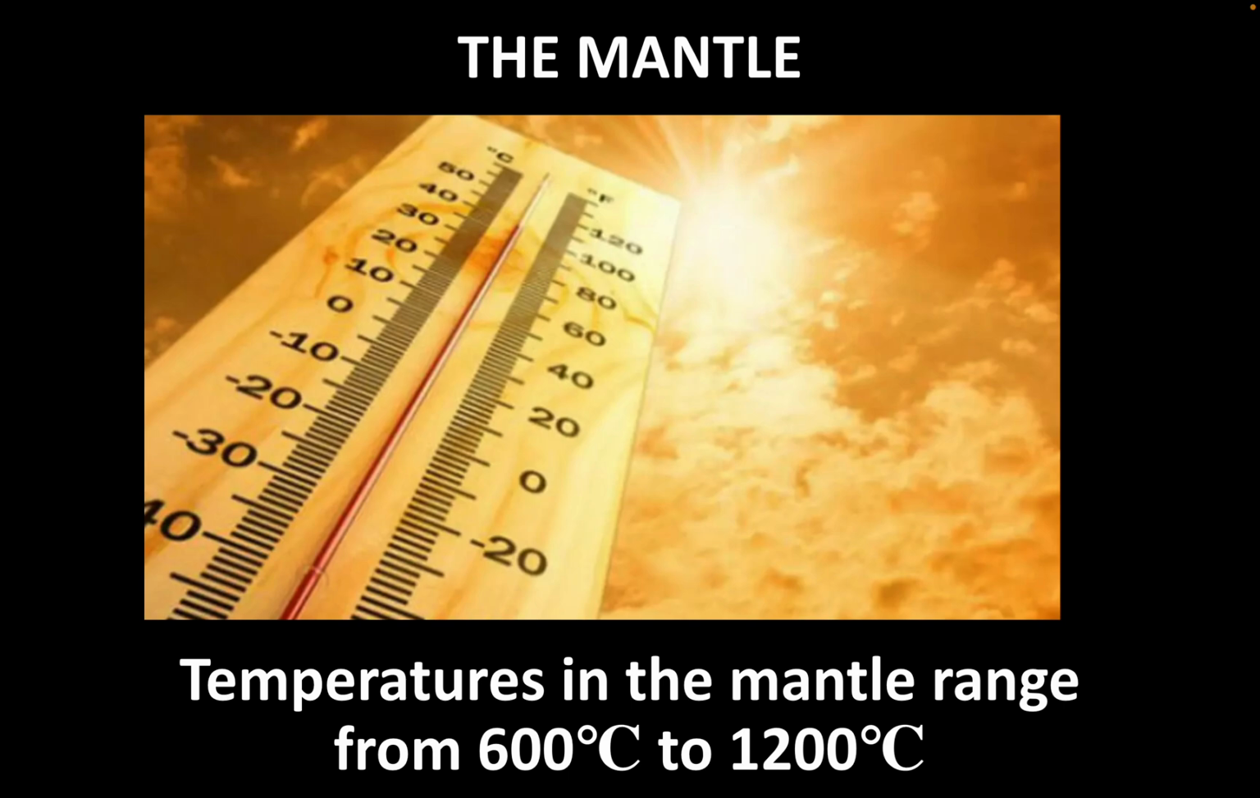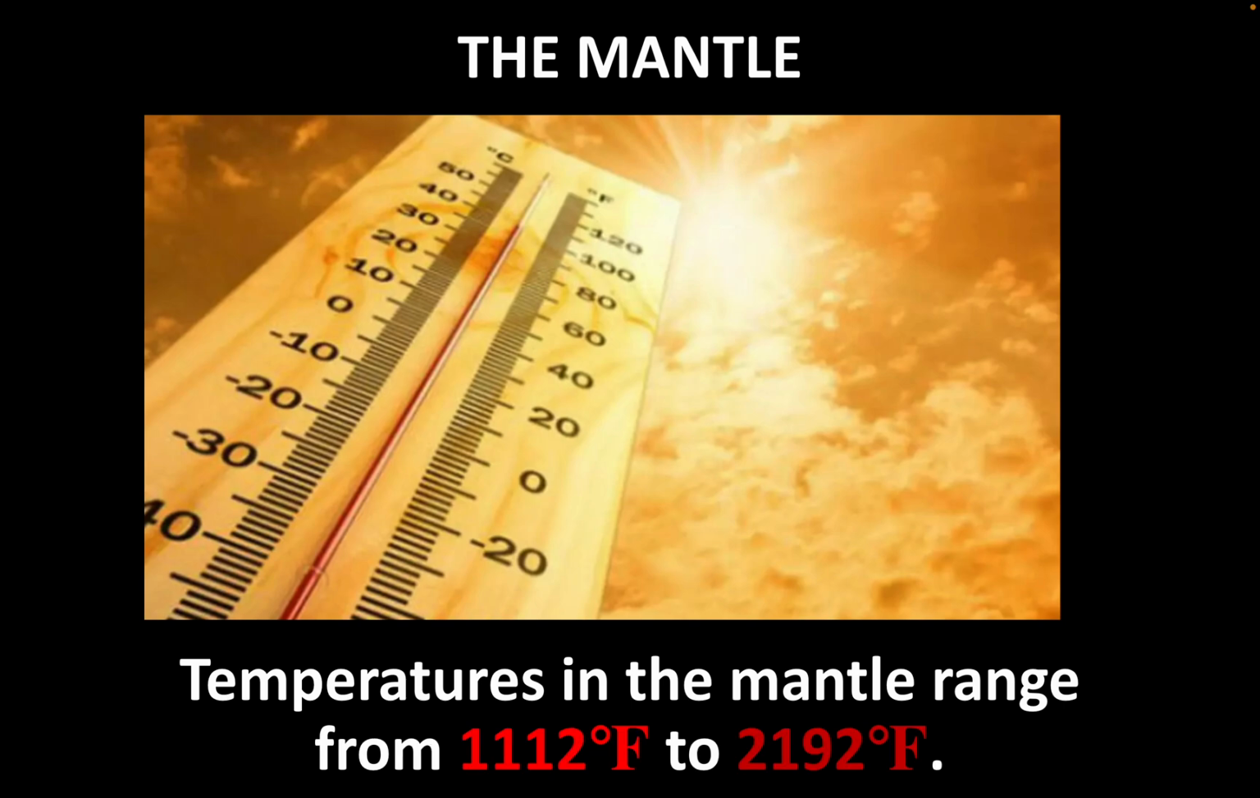We're going from the crust and then down towards the core, which is the heat source. So you can imagine the temperatures in the mantle range from 600 degrees Celsius to 1200 degrees Celsius, and that transfers to a little more than 1,000 degrees Fahrenheit to a little more than 2,000 degrees Fahrenheit. So pretty warm. To put it in comparison, the surface of the sun is about 10,000 degrees Fahrenheit. So we're not quite to the sun yet, but we're getting close.